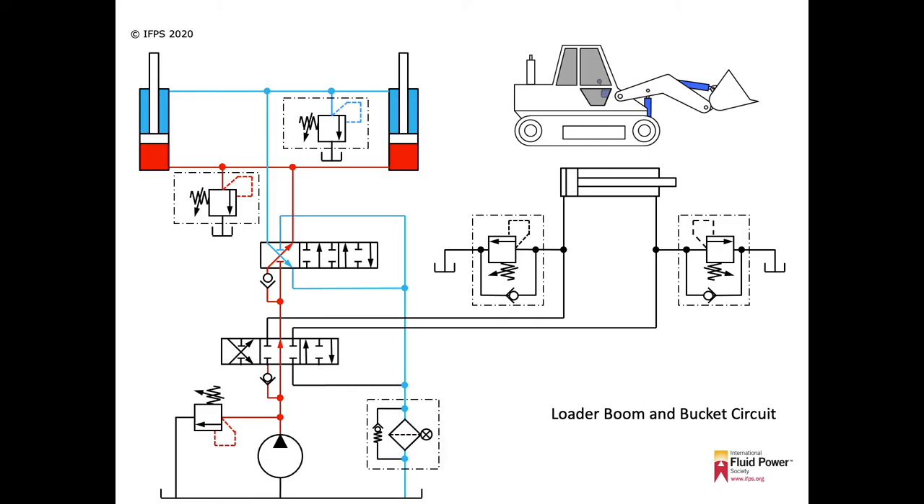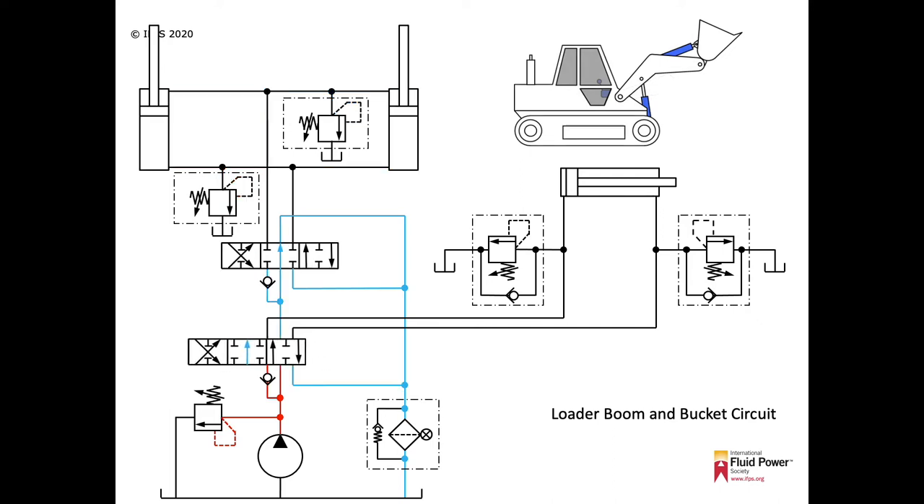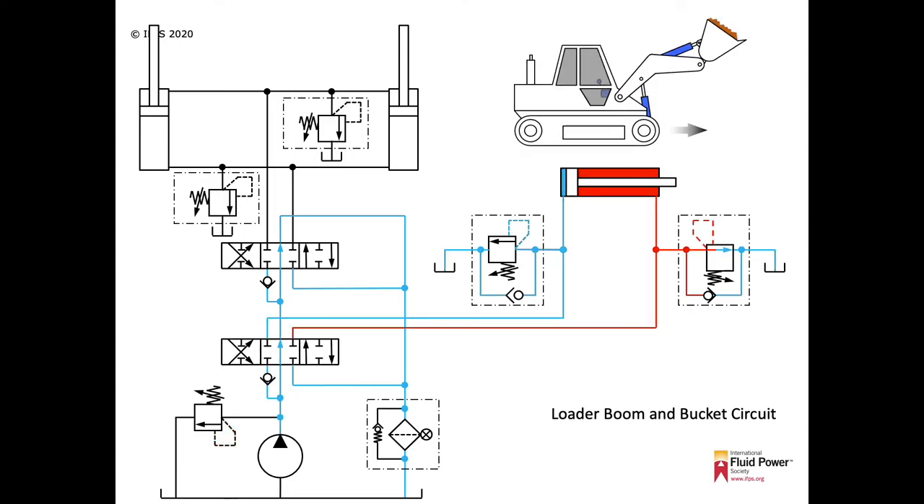The boom cylinders are extended as necessary to obtain the desired height of the bucket. The bucket is then dumped by extending the bucket cylinder.